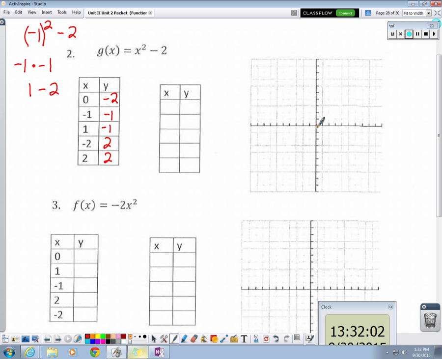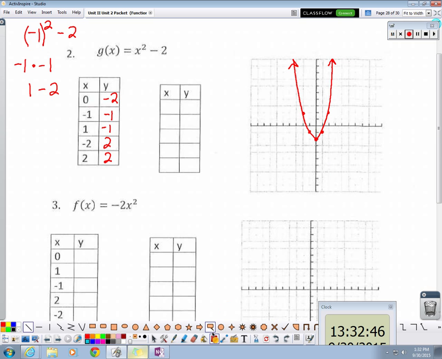0, -2. How would I plot that? Down 2. -1, -1. +1, -1. Right 1, down 1. -2, +2. Left 2, up 2. And then +2, +2. So see how knowing what the graph is going to make before you even start graphing it will help you know if you're putting the points in the right places. Okay, it makes a parabola.